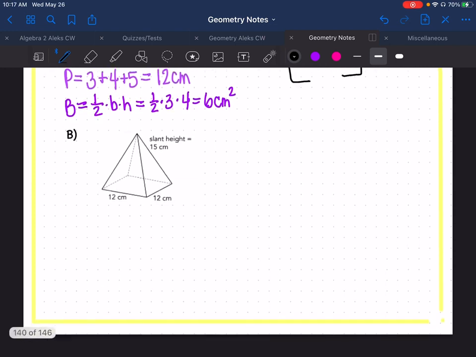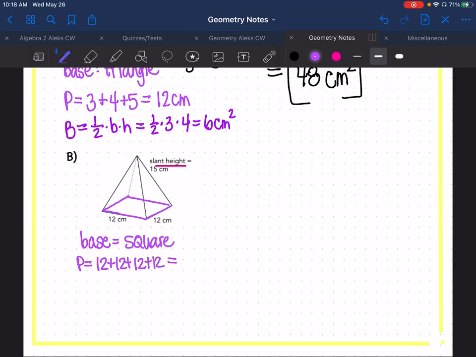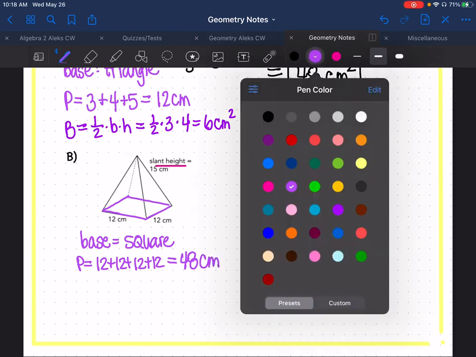All right, let's take a look at another one. Notice once again that they have gone ahead and given me the slant height. There's no reason for me to find it. My base is going to be this rectangle. No, I'm sorry, this square on the bottom. My base this time is a square. That's nice. Which means to find its perimeter, I'm just going to say 12 plus 12 plus 12 plus 12. Or I could have said 12 times 4.